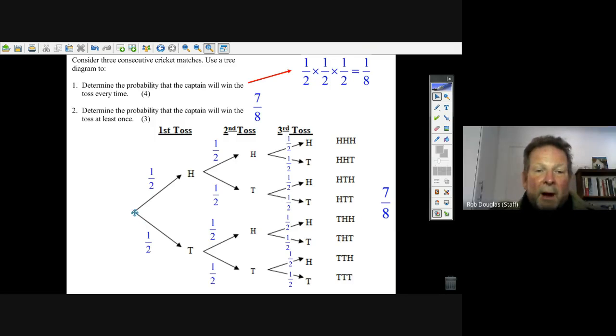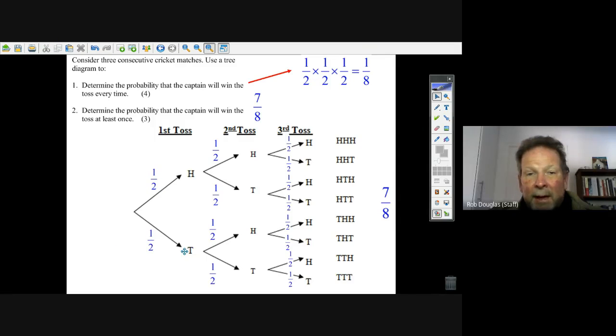But this is the way you build a tree diagram. Think of the first toss and think of the things that can happen. Well, when you flip a coin, there are 2 things that can happen. You either get a head or a tail. And if it's a fair coin, there's 1 chance in 2 of it being a head and 1 chance in 2 of it being a tail. Write those probabilities right on the arrows like that, and that's how you build your tree diagram.